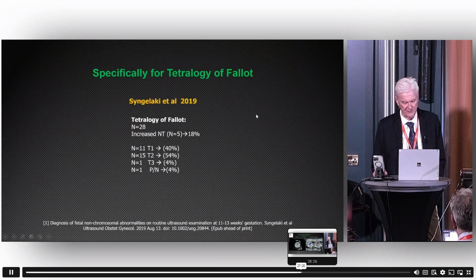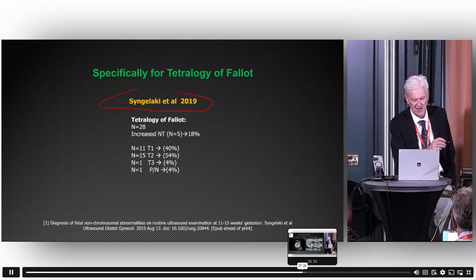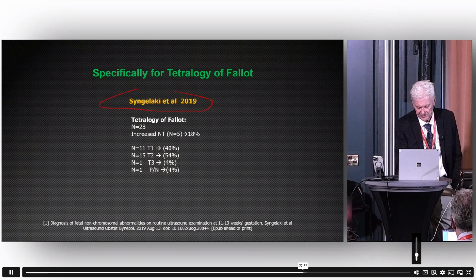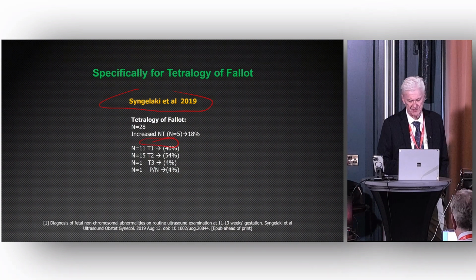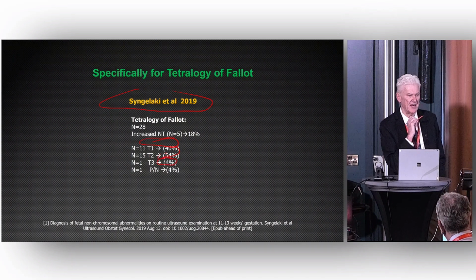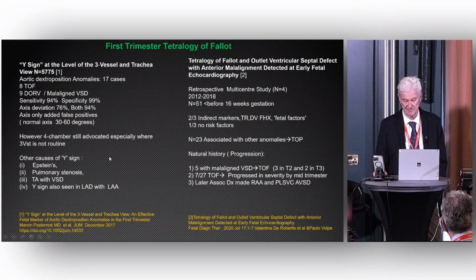Right, a few words to finish up on Tetralogy of Fallot in the first trimester of pregnancy. If you look at the detection rates from the Syngelaki study of 100,000 pregnancies screened in the first trimester, about 40% of these are picked up in the first trimester, 54% in the second trimester, and then a small proportion. Again, many of these will be malaligned VSDs that progressed into Fallots. And of course, there are some which we miss.